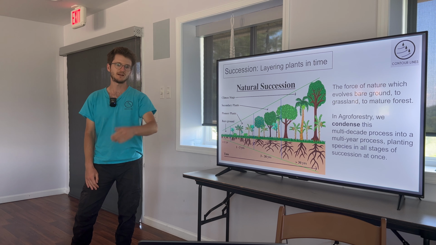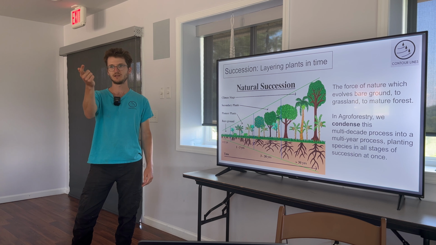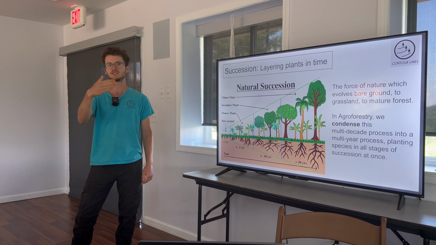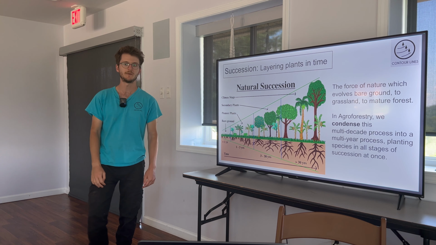And so, yeah, it says agroforestry condenses this normally multi-decade process into multi-year, because this is just 3 years old, but they were planted. So if this grassland was just left for 3 years, there would not be those tall black locusts yet. So we're speeding it up.